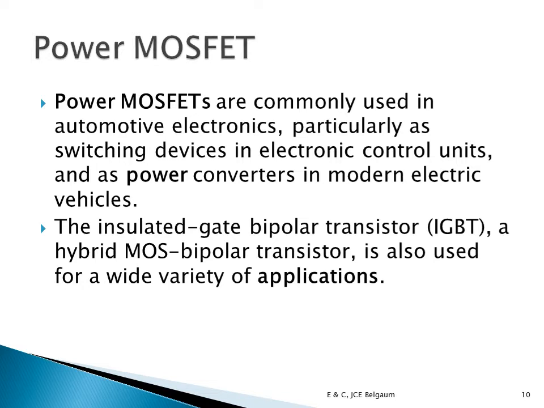The insulated gate bipolar transistor. Now there is one more device after the MOSFET, that is the IGBT. A transistor is a current driven device. A power MOSFET is a voltage driven device. Both have their advantages and both have their disadvantages. We'll be looking at it more elaborately in the forthcoming videos.